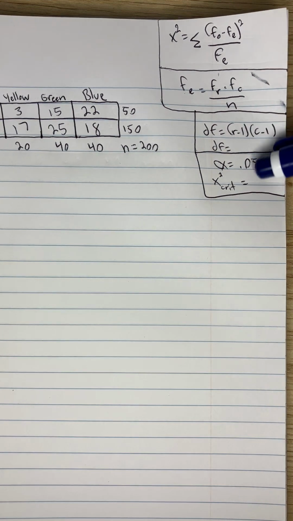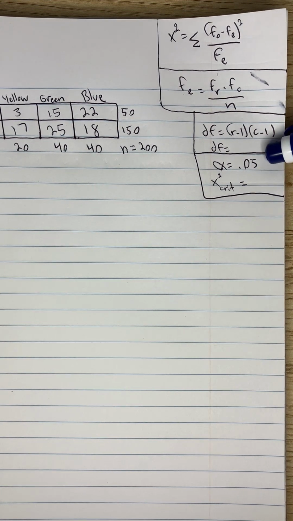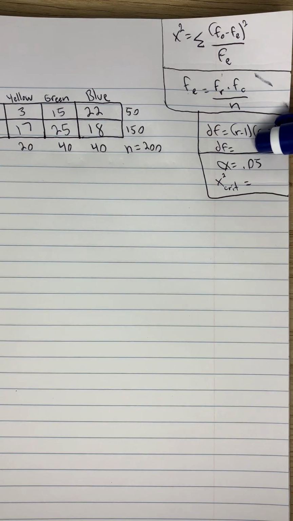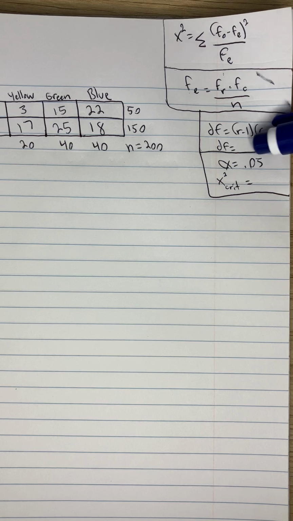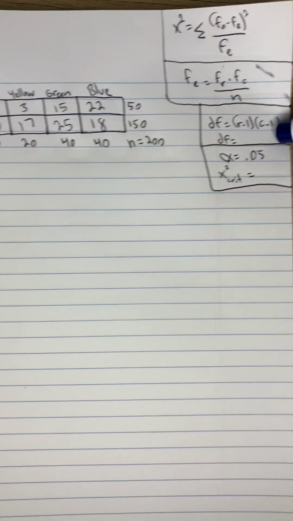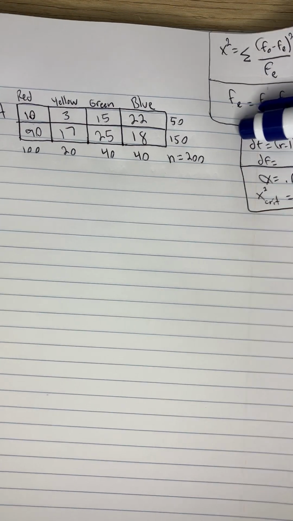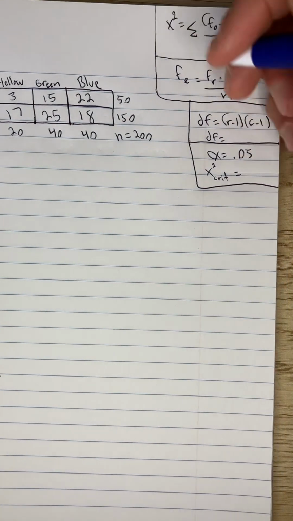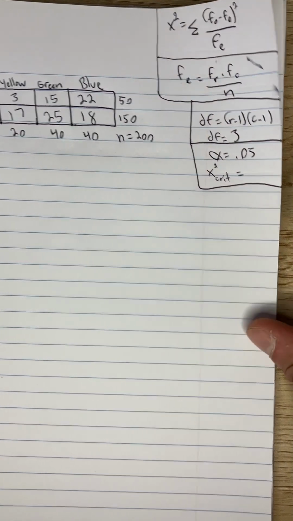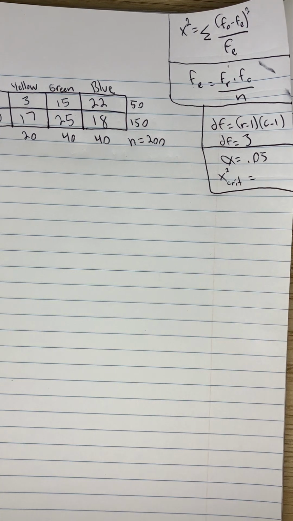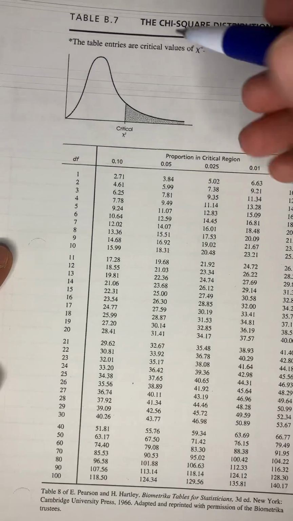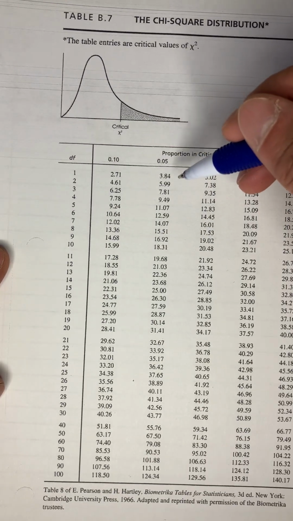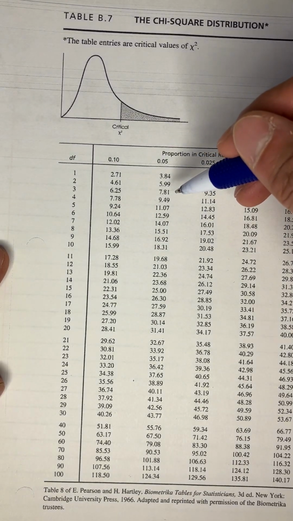So let's figure out what this chi-square critical value is. How many rows are there? There's 2, so 2 minus 1 is 1. Then we multiply by the number of columns. There are 4 columns, so 4 minus 1 is 3. So our degrees of freedom is 3. Now we can just look up in our chi-square table the 0.05 significance level, and with 3 degrees of freedom, our chi-square critical value is 7.81.